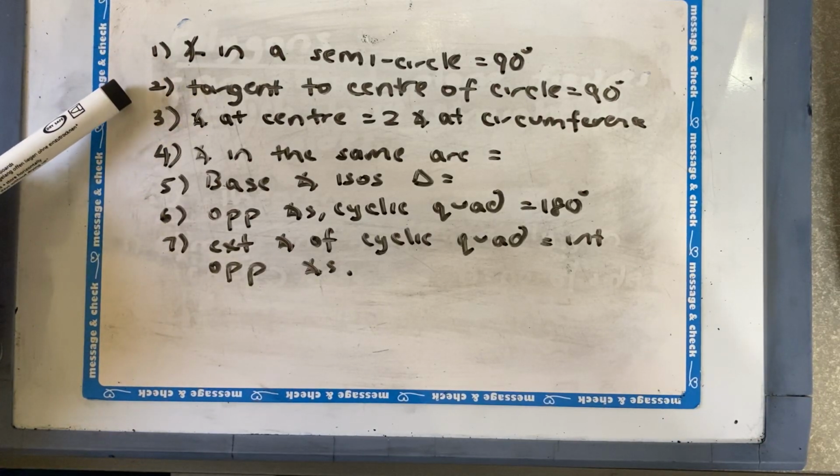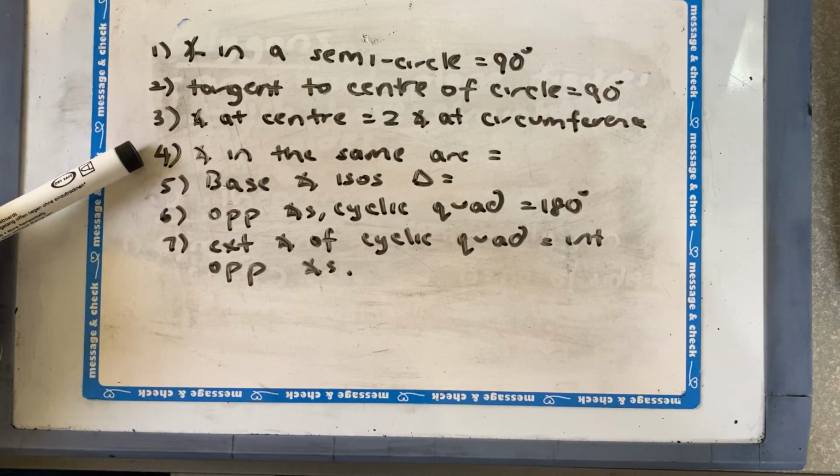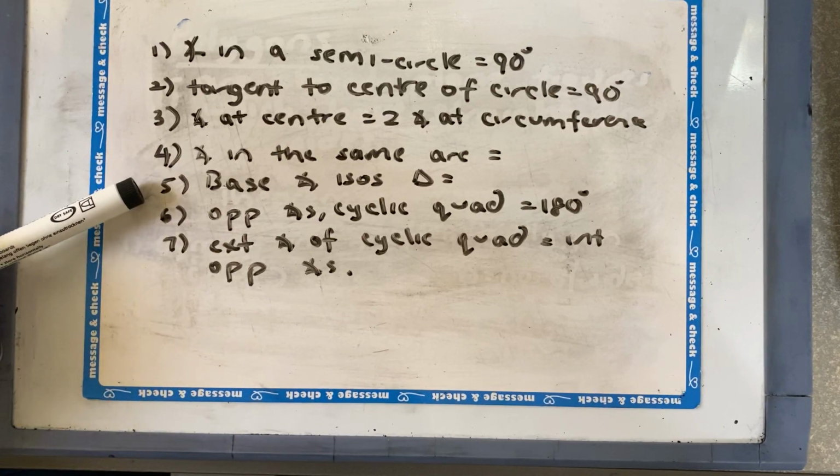The second theorem is the tangent to the center of the circle is also equal to 90 degrees. The third theorem is the angle at the center of the circle is 2 times the angle at the circumference. Fourth one, angles on the same arc are equal. Fifth one, we have learned in the triangle theorem, base angles of an isosceles triangle are equal.